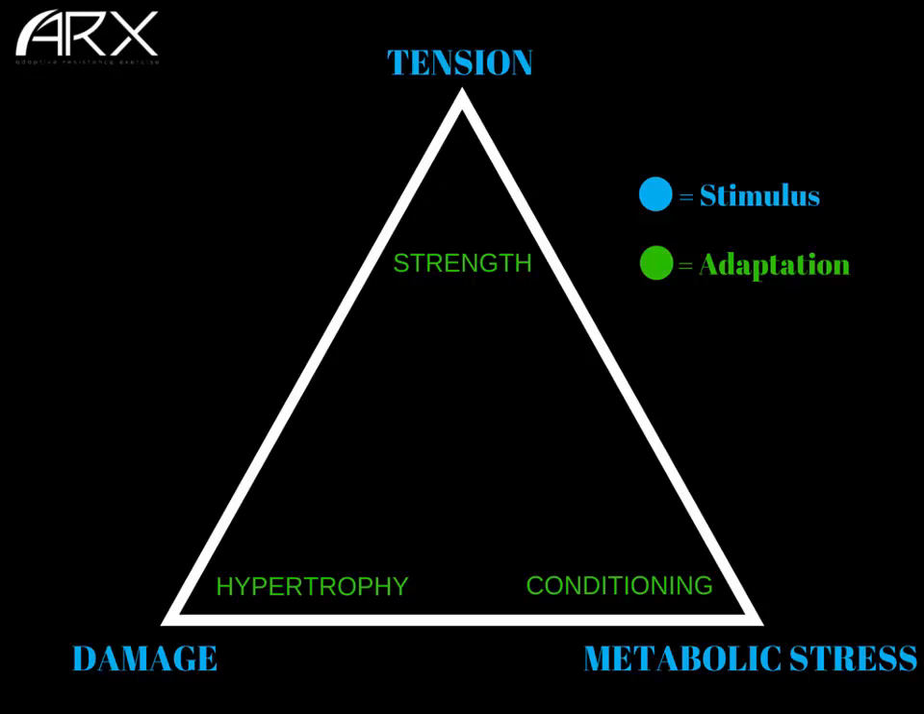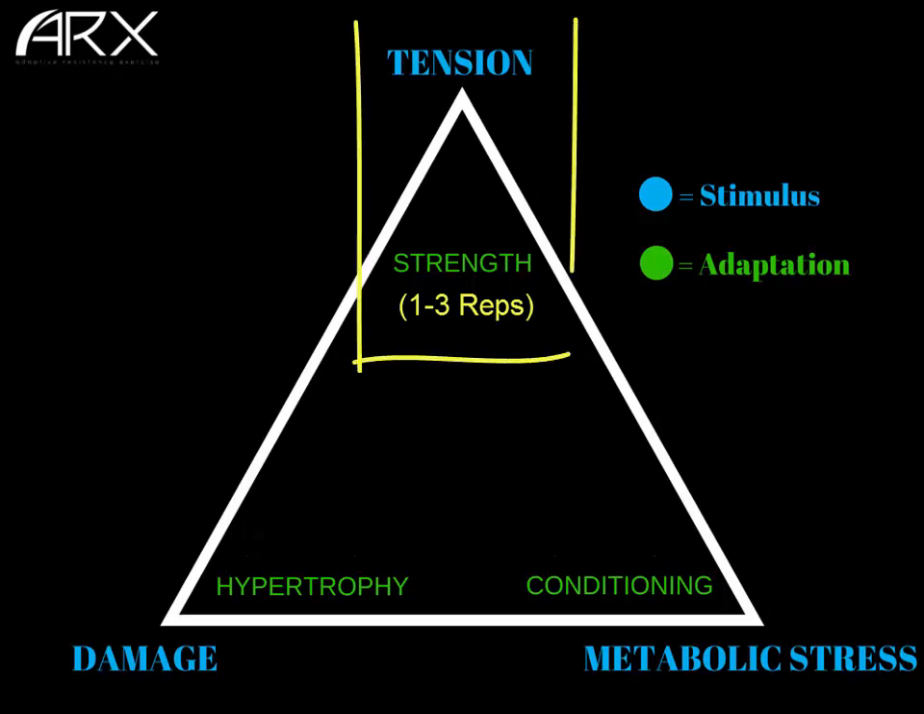And so you've heard of probably different rep ranges and what they're for, and that's based on this triangle. The way that you usually hear it is like 1 to 3 reps, that's for strength. 4 to 12 reps is for hypertrophy, and like 12 reps and above, that's for conditioning. So you have, say, powerlifters, and they do 1 to 3 reps because they're focused on strength.